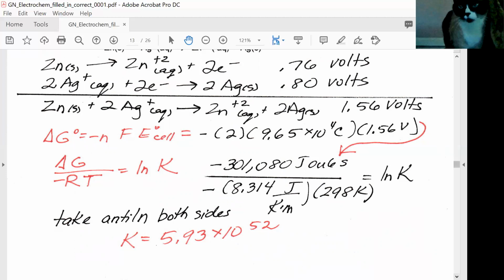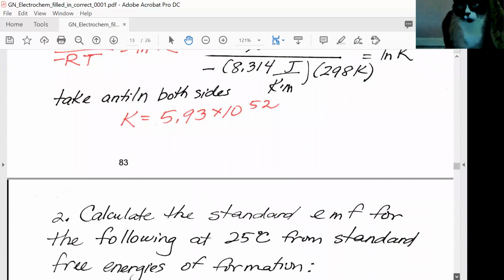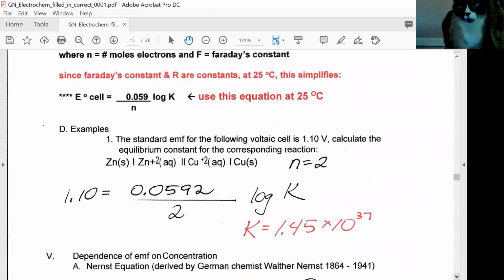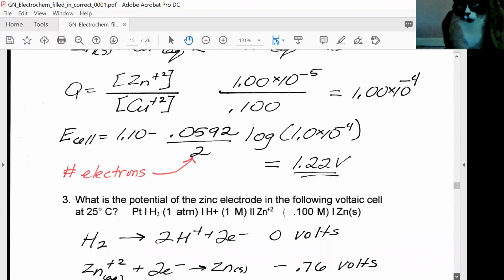Okay, so that was the missing page. So then we already did this, and we're going to go on to our new material.